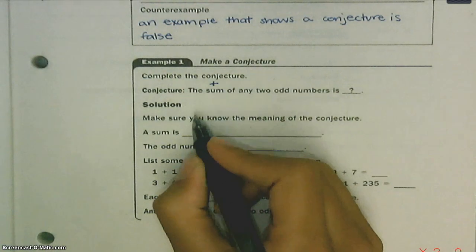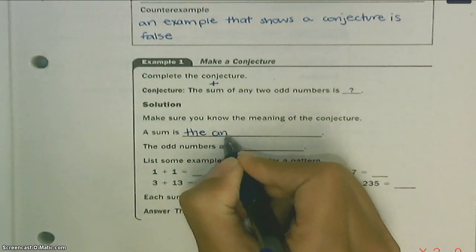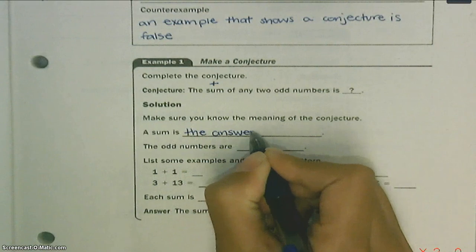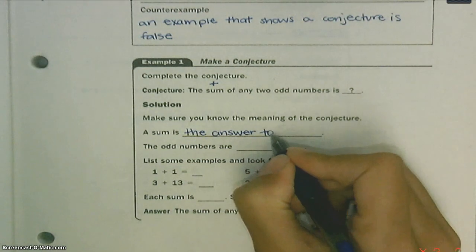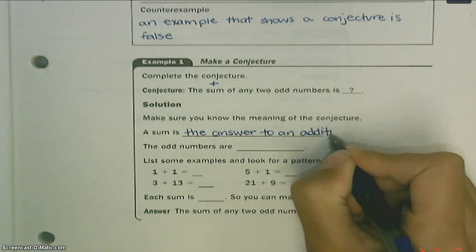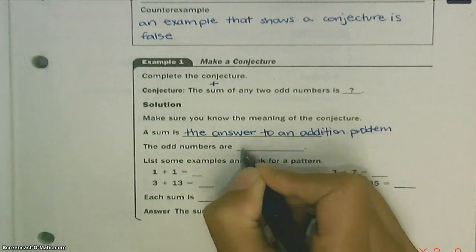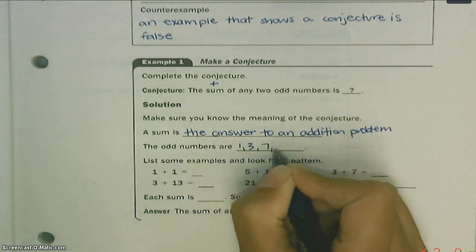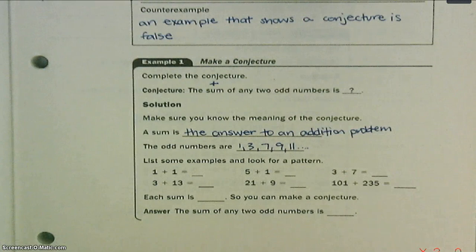So we said the sum is the answer to an addition problem. We have to make sure we understand this conjecture before we finish it. The answer to an addition problem. And the odd numbers are 1, 3, 7, 9, 11, etc. So let's try out some examples to see what we get.